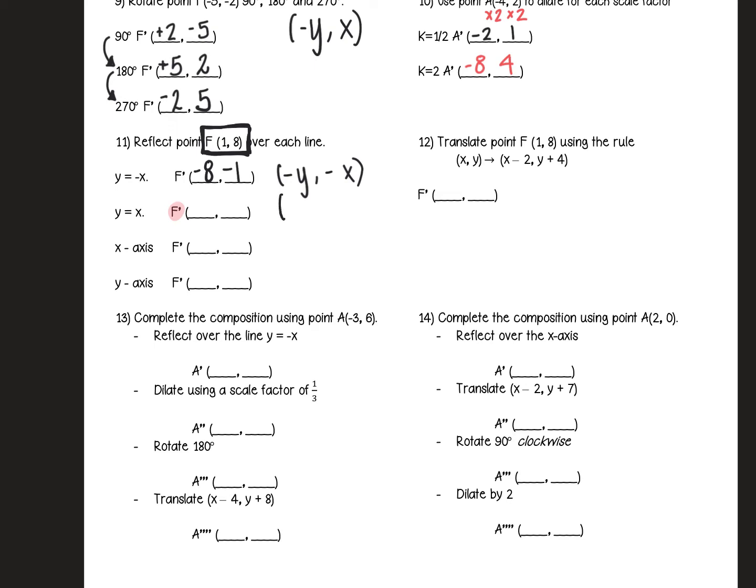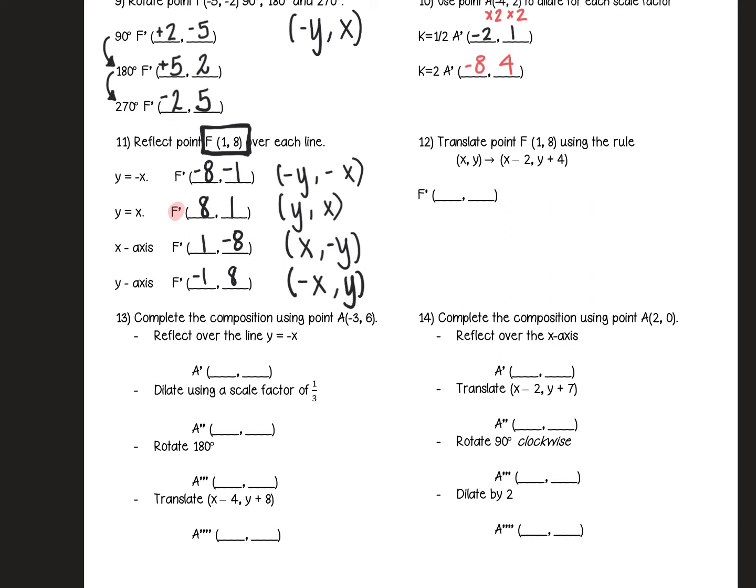For reflecting over y equals x, the rule is (y, x). So you keep the signs the same, but you just switch their spots. So instead of (1, 8), I have (8, 1). The rule for the x-axis is they stay where they are, but the y-coordinate is going to change signs. So instead of (1, 8), I'm going to have (1, -8). And then for the y-axis, they're going to stay where they are, but the x-coordinate's going to change sign. So instead of (1, 8), I'm going to have (-1, 8).